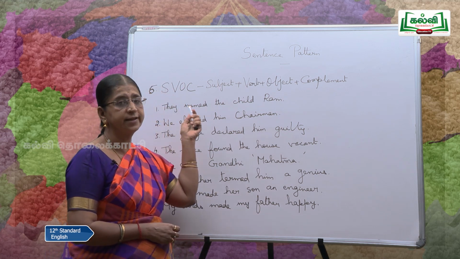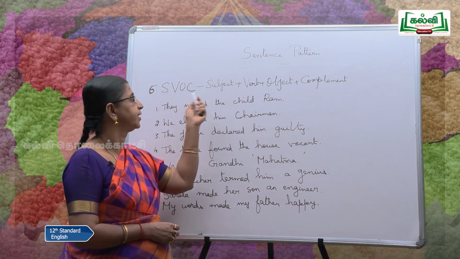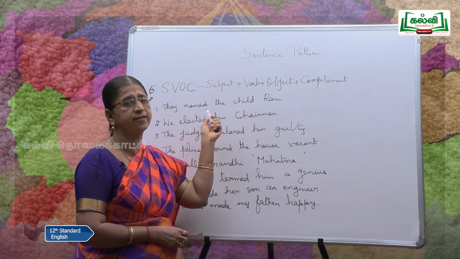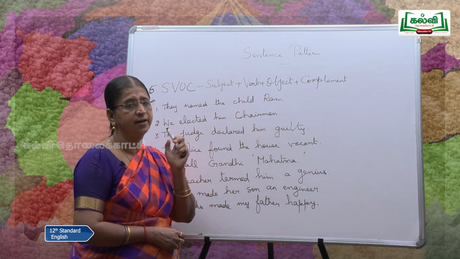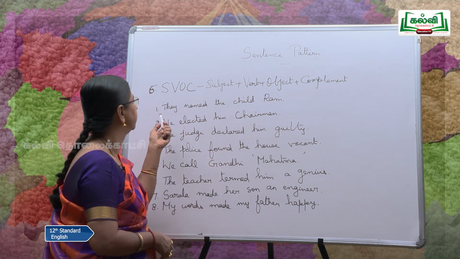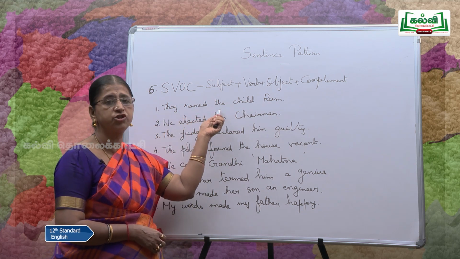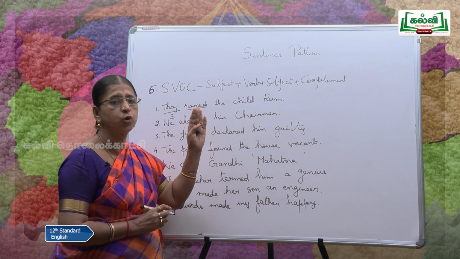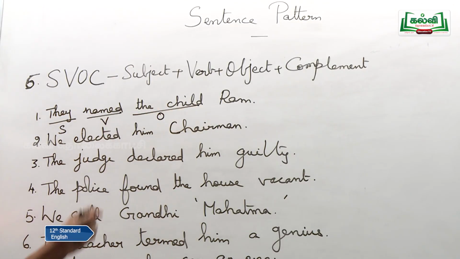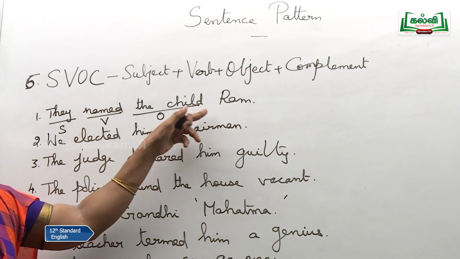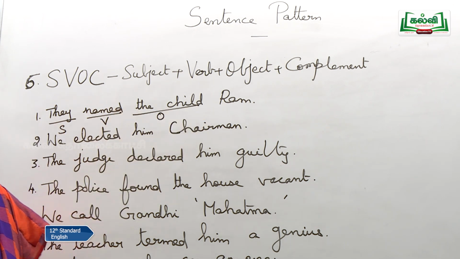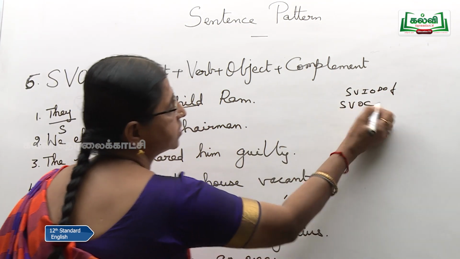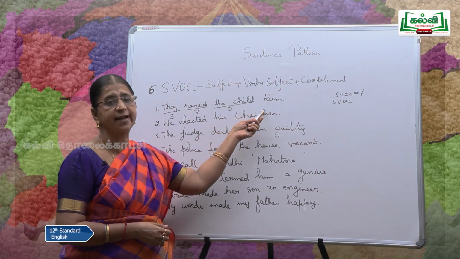Now children, look at the next part, SVOC, subject plus verb plus object plus complement. We've seen SVO already, so this is a bit easy. Only understanding the last part requires some focus or concentration. Now look at the sentence, they named the child Ram. So they, subject, named, verb. They named whom? The child, object. So the child was named, this part is right. Now what about this part? Quite often students get confused between SVIODO and SVOC. So very often they go wrong in classifying this part.